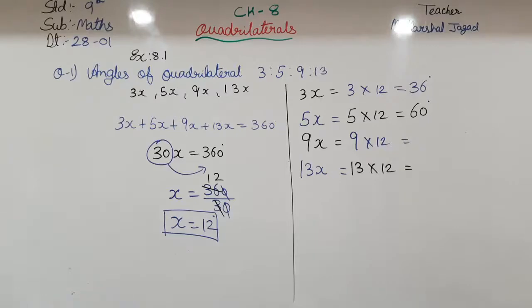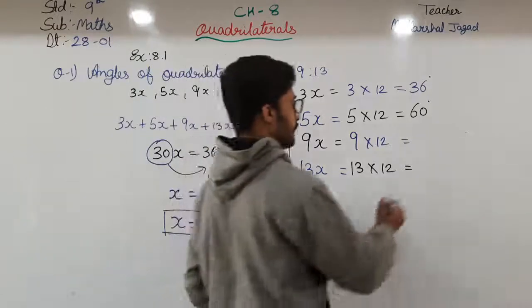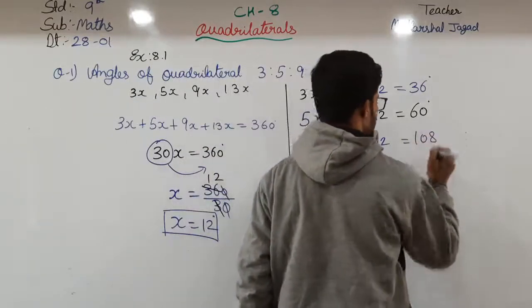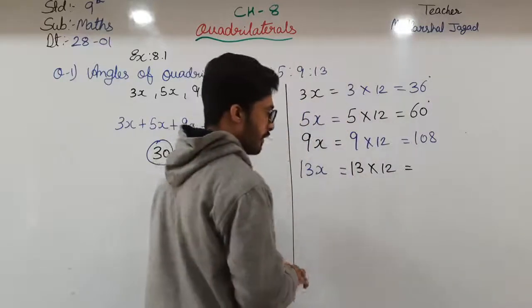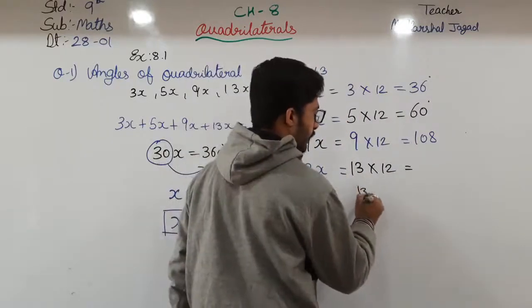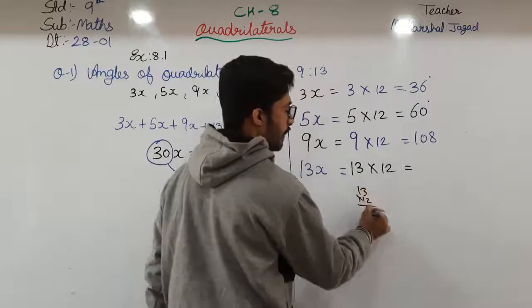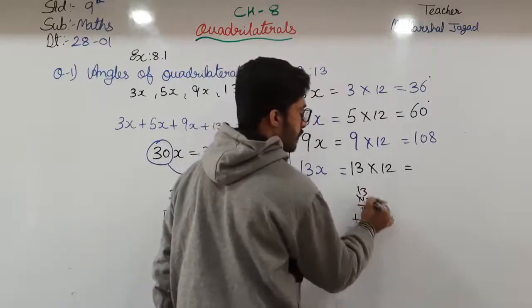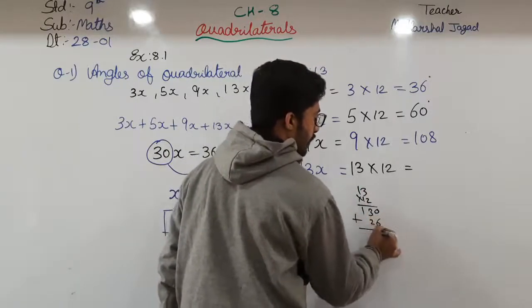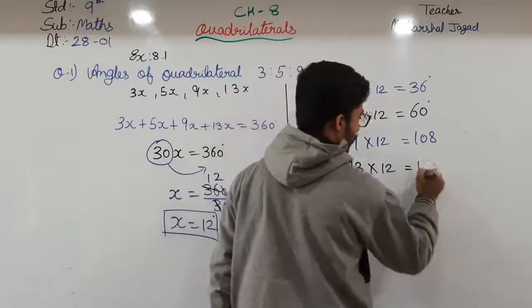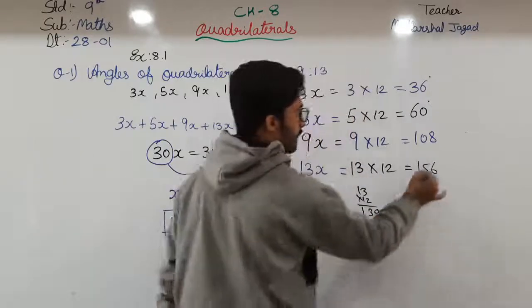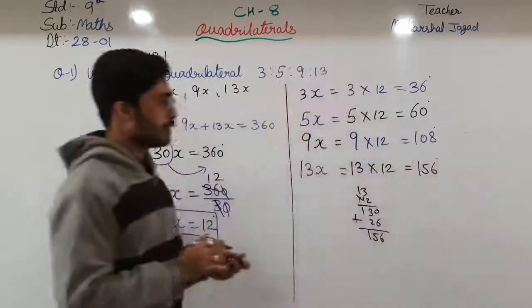So here it will be 108, and here 13 into 12 will be what? 3 times 2 is 6, 3 times 1 is 3, 1 times 1 is 1 plus... so 156. Okay, 156 degrees. So this is our answer.